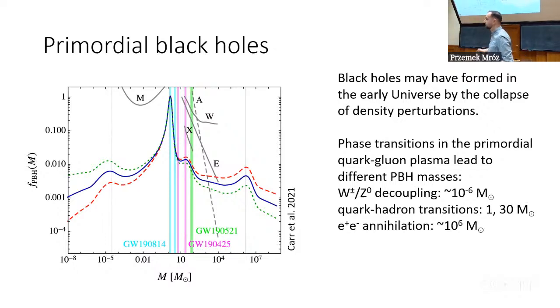How much can be done, together with your limits and this plot? I don't have this in my presentation, but if you assume that the mass function of primordial black holes follows that function, then you get a limit of 1%. You can explain 1% of the entire dark matter by primordial black holes of that mass function.